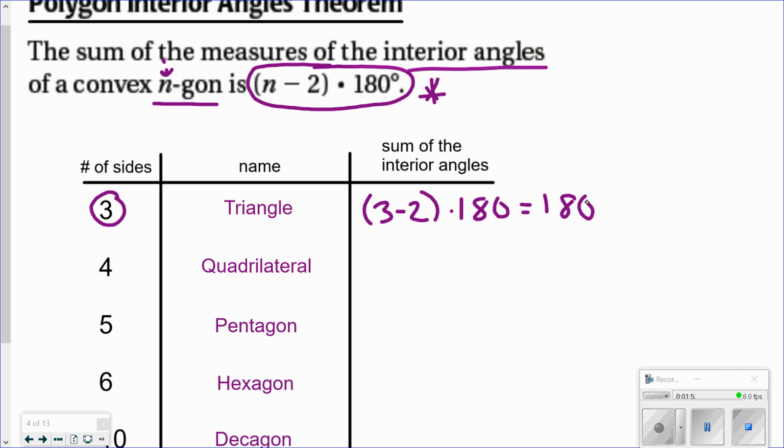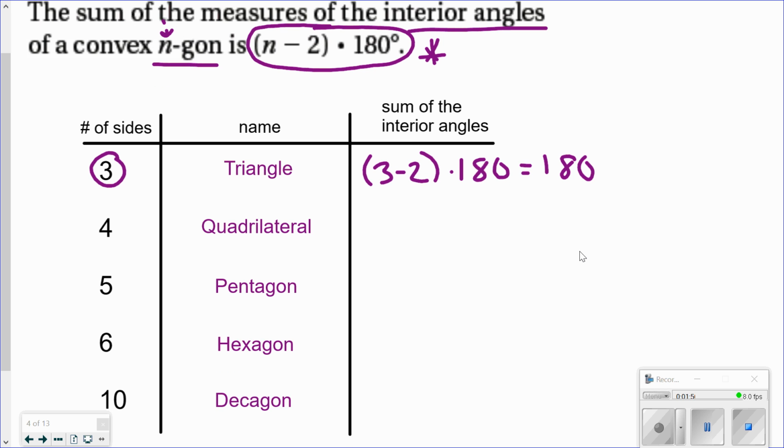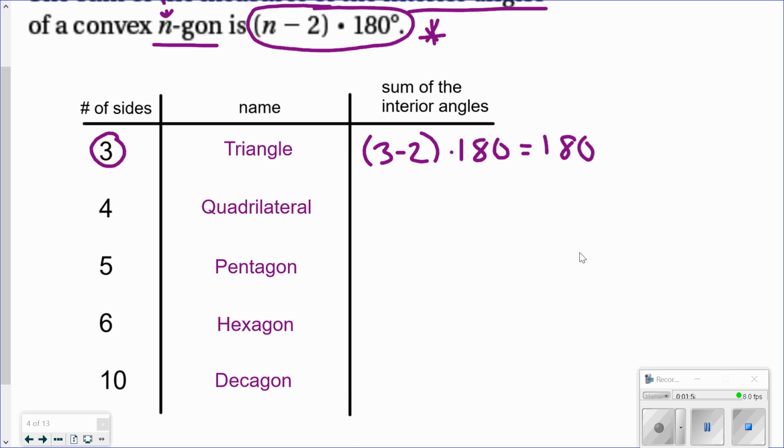Let's move on to a four-sided polygon, which is called a quadrilateral. If I plug 4 in for n, 4 minus 2 times 180, plug that right into your calculator, we get 360 degrees. So the sum of the interior angles of a quadrilateral is 360 degrees. I'm going to pause the video and do the same thing for 5, 6, and 10.